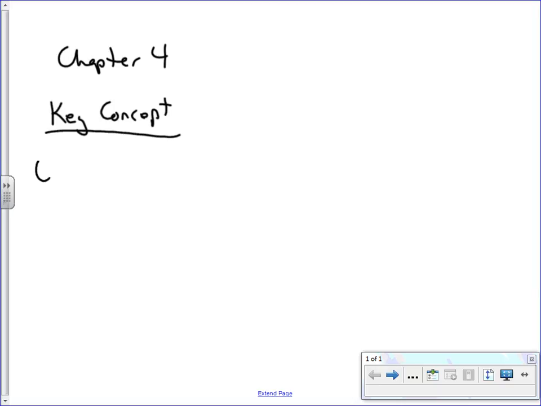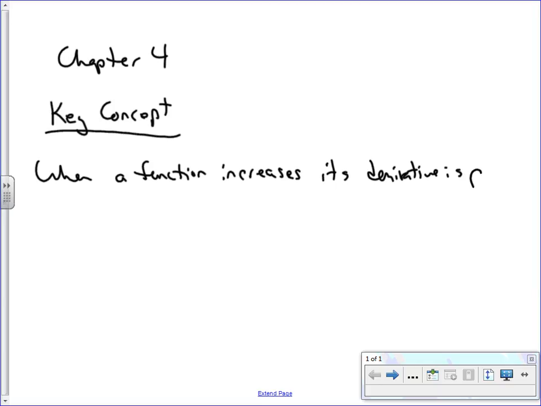Okay, here's a key concept. When a function increases, we're talking about increasing, which you refresh. When a function increases, its derivative is positive. Those two things go hand in hand. When a function increases, its derivative is positive.